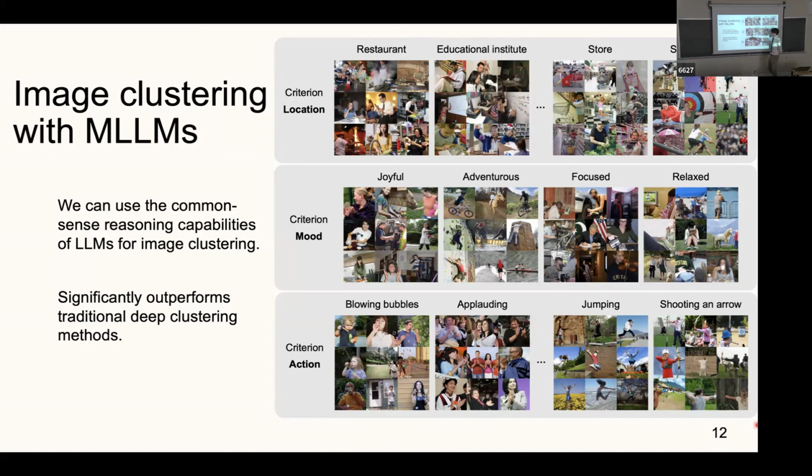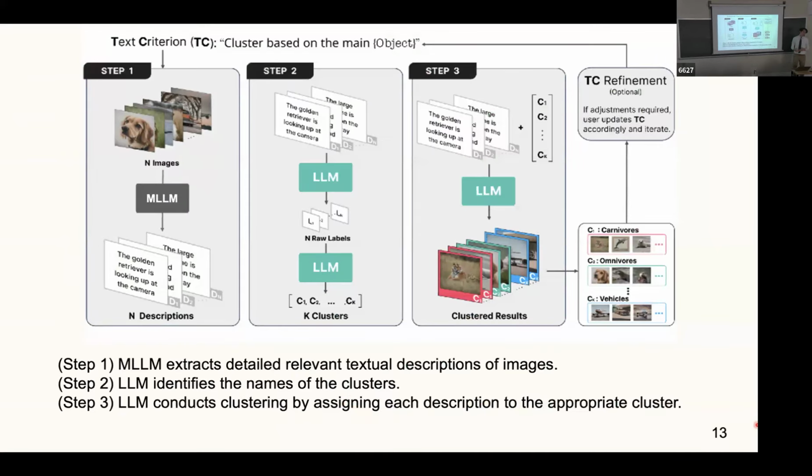The second row, the user specifies the criterion mood. So joyful, adventurous, focused, relaxed. Third row is action. So blowing bubbles, applauding, jumping, shooting an arrow. And with this, we have a more direct control of the kind of clustering that happens. And also, by being specific about how we want the clustering to happen, we can significantly outperform traditional deep clustering methods. And at a high level, here's how we did it.